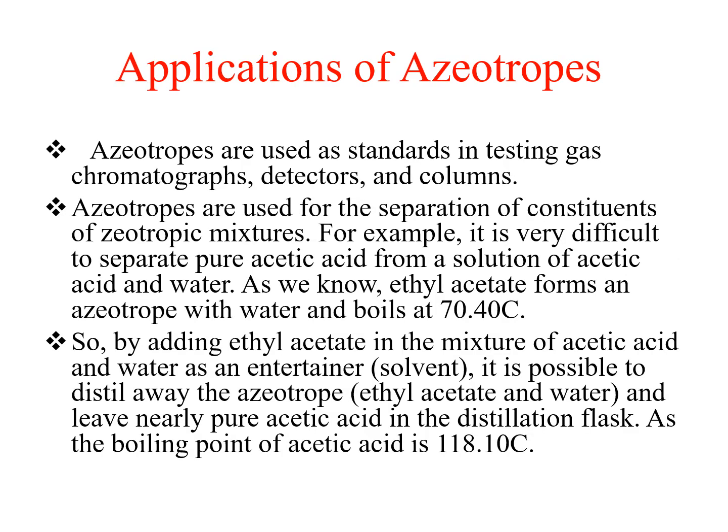So what are the applications of azeotrope? It is used in testing gas chromatographs, detectors and columns. These azeotropic mixtures are used for the separation of different constituents. For example, it is very difficult to separate pure acetic acid from a solution of acetic acid and water. As we know, ethyl acetate forms an azeotrope with water and boils at 78 degrees Celsius. So by adding ethyl acetate to a mixture of acetic acid and water as an entrainer, it is possible to distill away the azeotrope of ethyl acetate and water, leaving pure acetic acid in the distillation flask. The boiling point of acetic acid is 118.1 degrees Celsius.